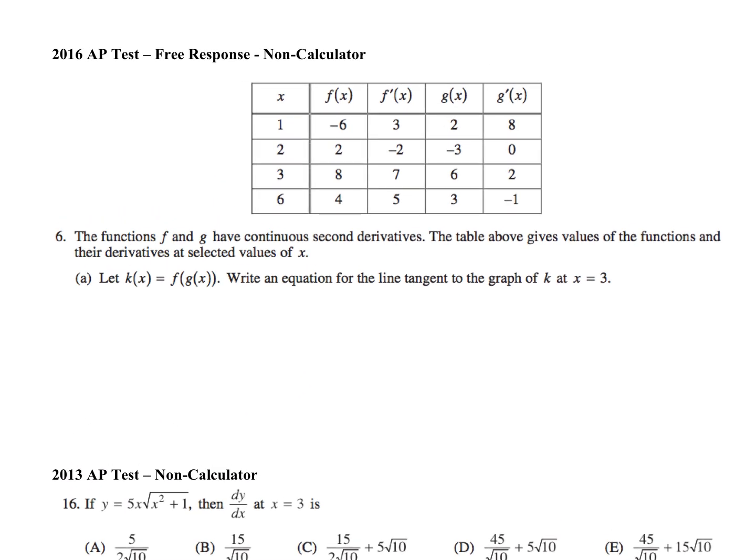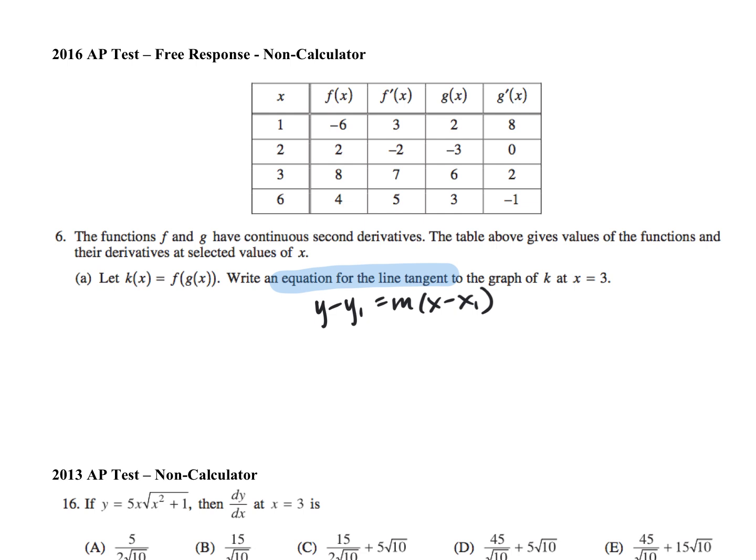2016. So here we go. They said, hey, k is f of g, and they want the equation of the tangent line. You guys, one more time, we're going to be doing this the whole year. This is just that point slope form. In order to do point slope form, we need a point and a slope. Which one would you guys rather find first? I don't care. Slope. Okay.